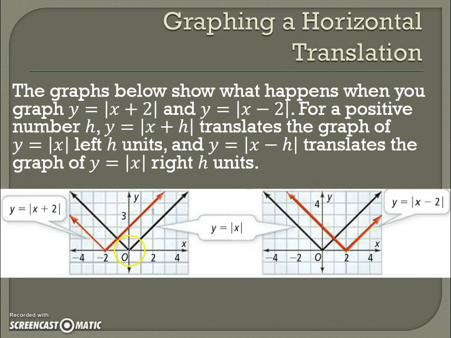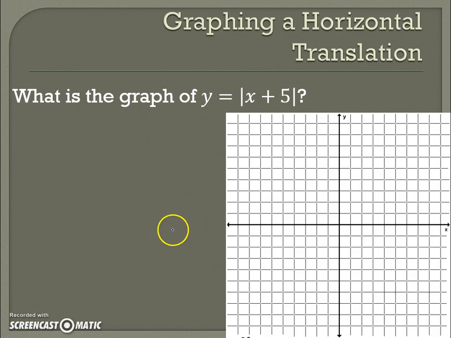So plus 2 just moves this over 2. So 1, 2, there it is. And then this one would be minus 2, so it moves it over this direction, and that's our new graph. So that's how we get a horizontal translation with an absolute value function. Okay, so what is the graph of the absolute value of x plus 5? It's a plus 5, which means I move it to the left. So I have 1, 2, 3, 4, 5. There's my spot, and then I graph the absolute value function.